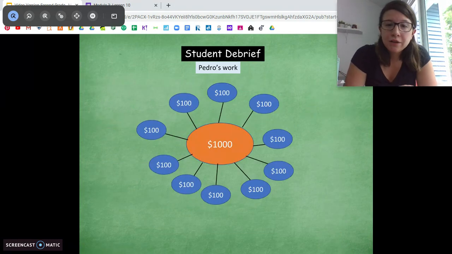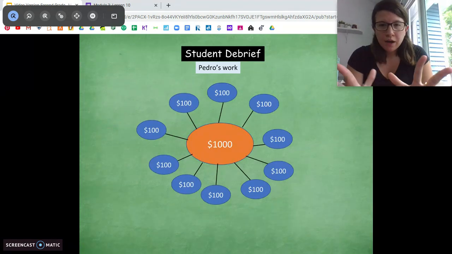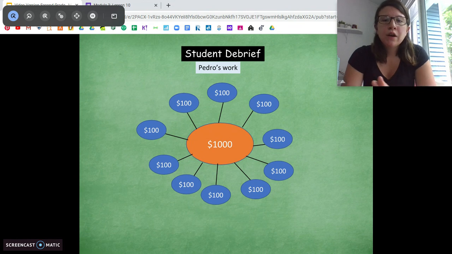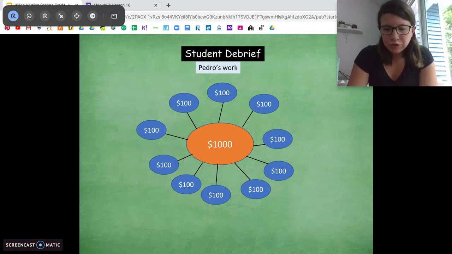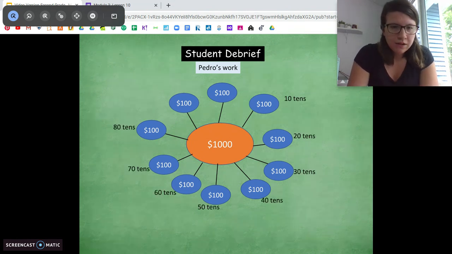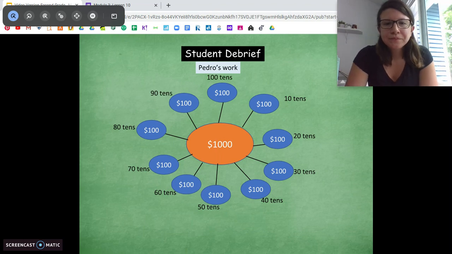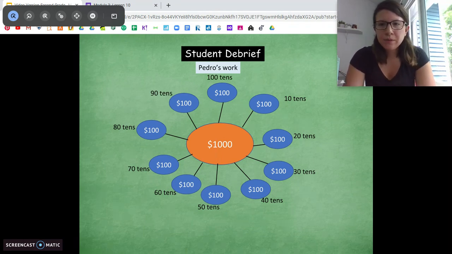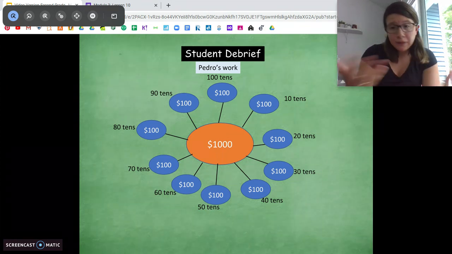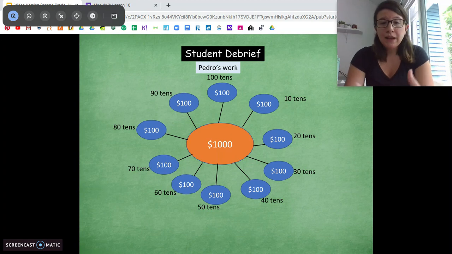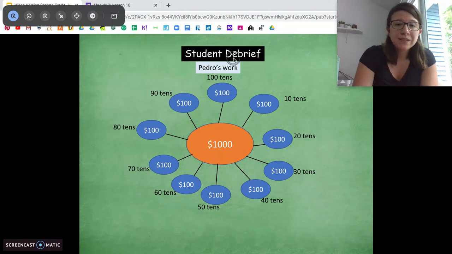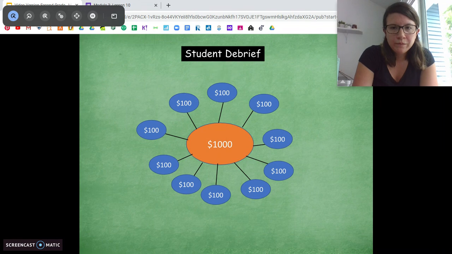Now we're going to look at Pedro's work. I want you to pause here, and I want you to talk with someone at home about what Pedro did. I'm going to add his little tens work here. Pause, talk with someone at home about what Pedro did. Good. So to me, it looks like Pedro made a number bond. And what he did was similar to what Brandon did in counting by hundreds.